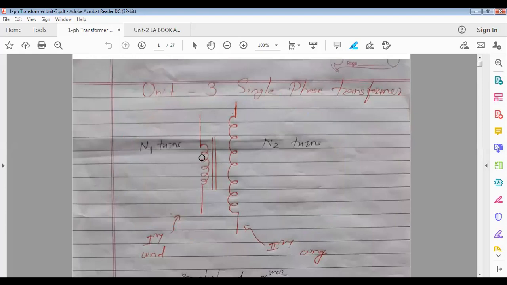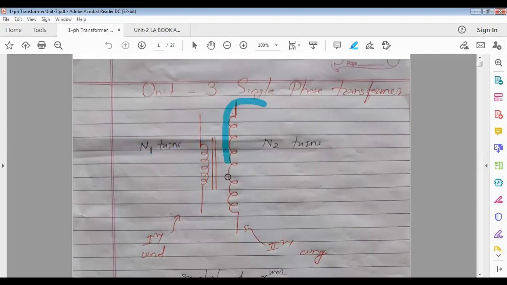From the construction point of view, the major difference is that in a single phase transformer, a single winding is there. All of you can see a single winding is there on primary and a single winding is there on secondary. It has many turns. See, this primary winding has many turns. These are marked as N1 turns. It can be a few hundreds: 800 turns, 500 turns, 300 turns.